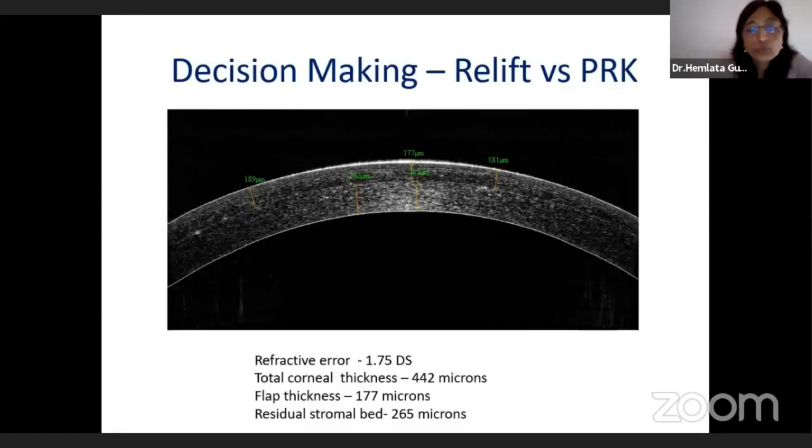Now, this is a patient who presented to us with a refractive error of 1.75 diopters and wanted redo surgery. So we did anterior segment OCT to see what kind of procedure we could do for this patient.